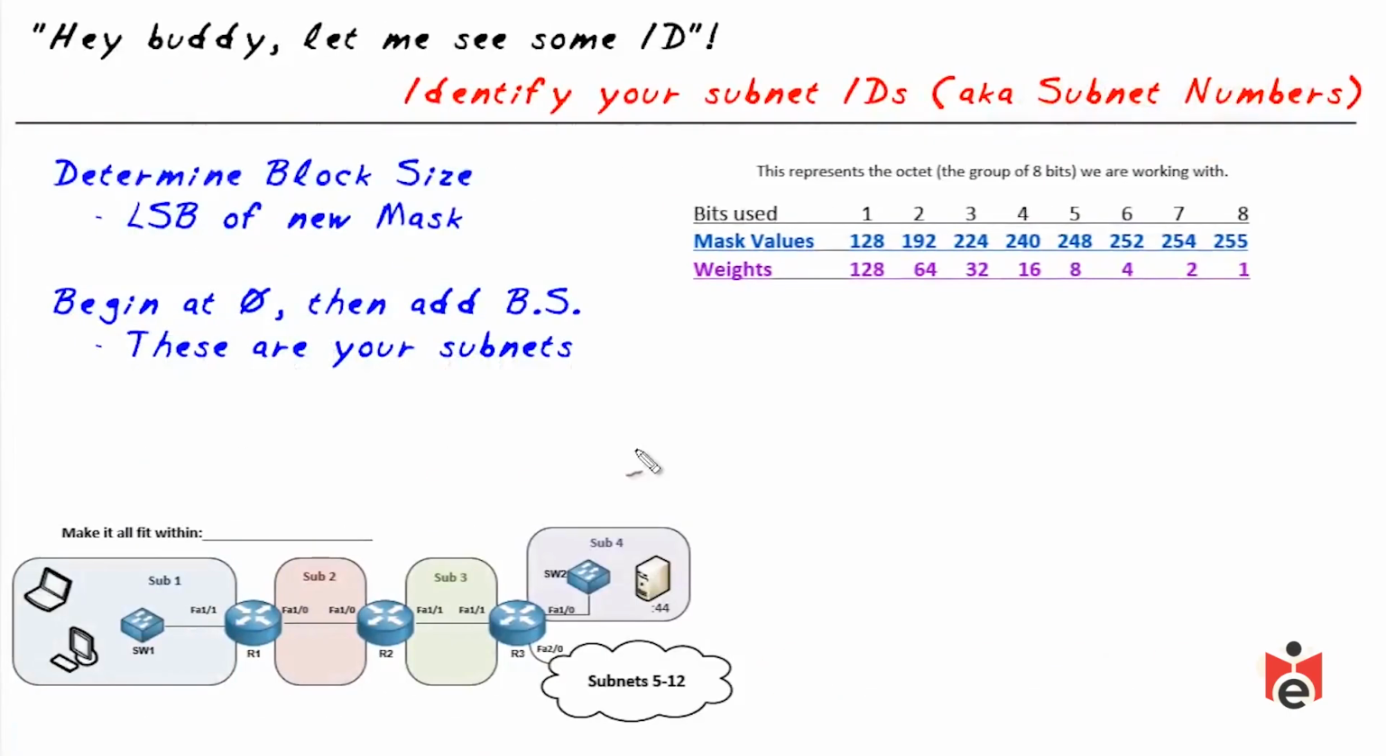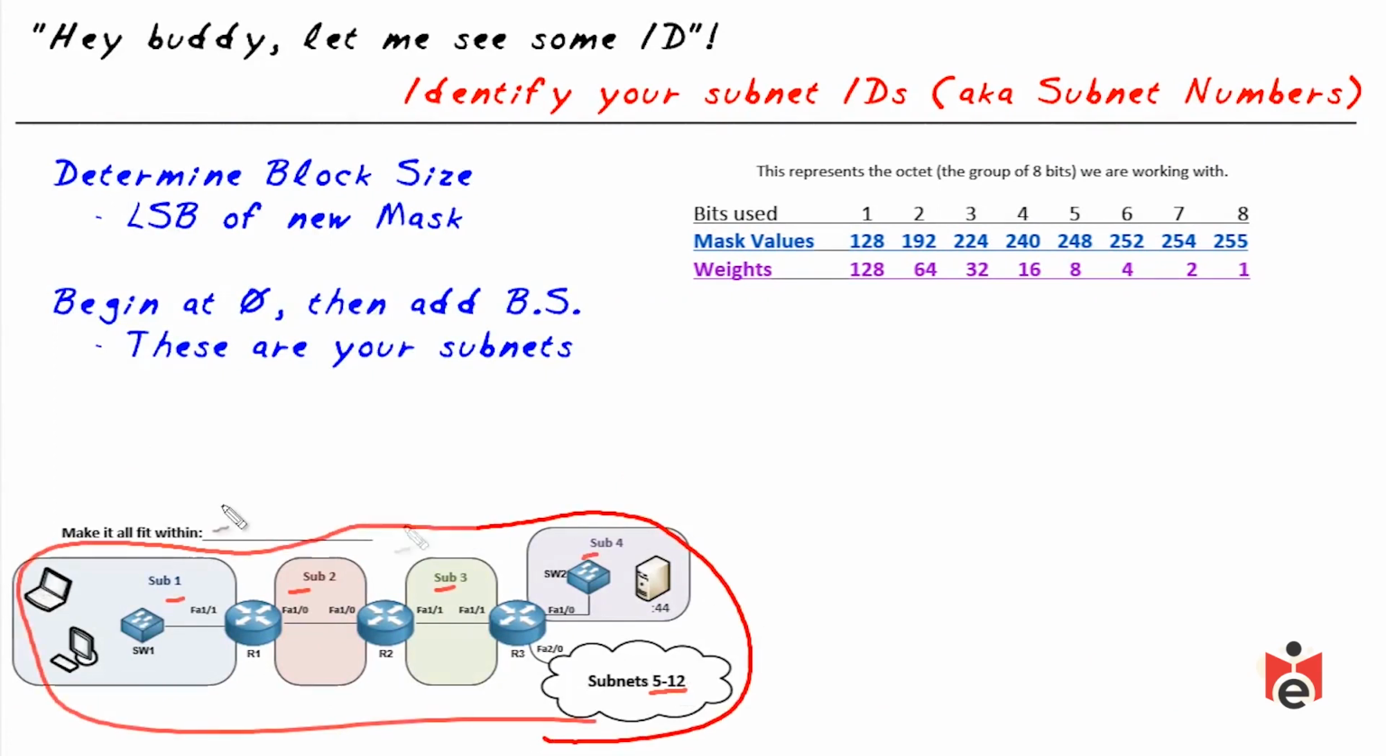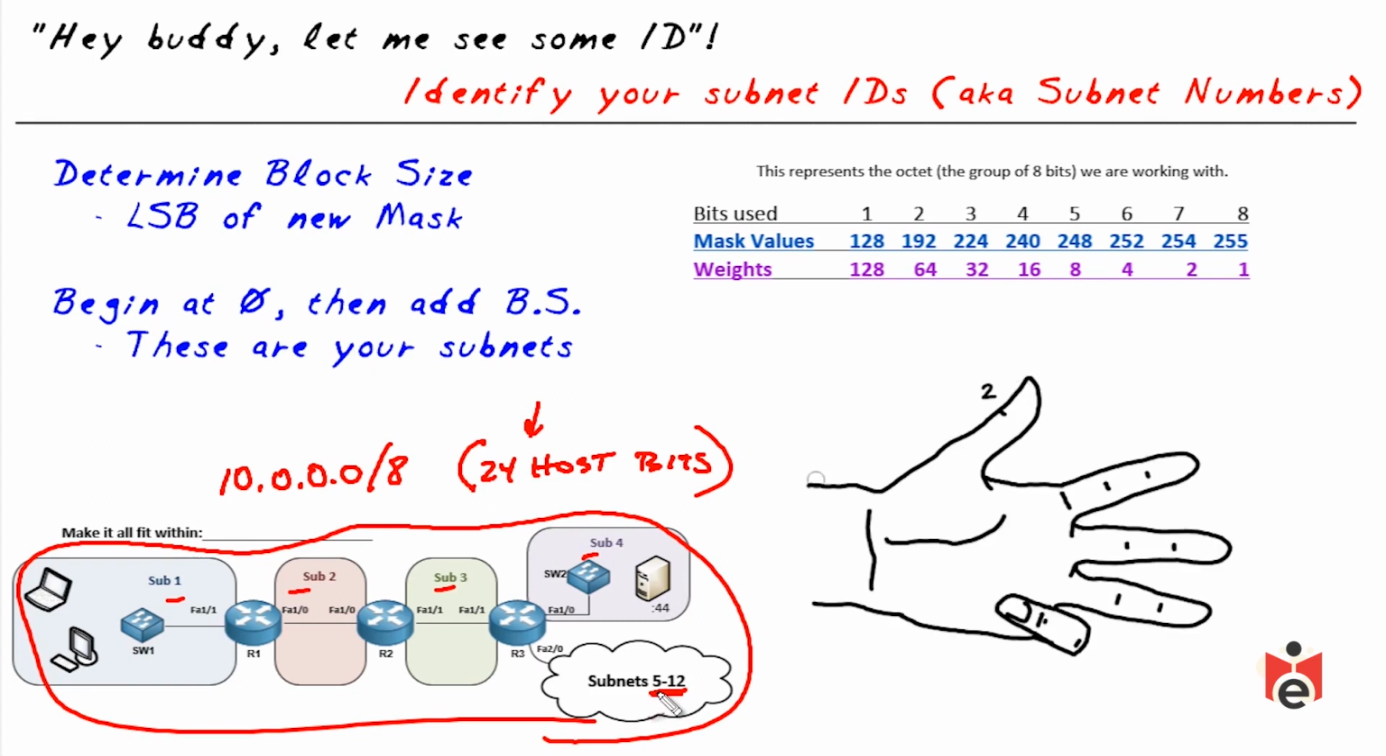If we needed to create subnets for this topology right here, and we need to make it all fit inside of the space of 10.0.0.0/8, how many of those 24 host bits do we need to sacrifice to create up to 12 subnets? And my friend, to solve that, you simply play the finger game. So we need to steal 4 host bits. See, 3 wouldn't be enough. 3 would only give us 8 subnets. By stealing 4 host bits, we can get up to 16 subnets, which meets our requirement.